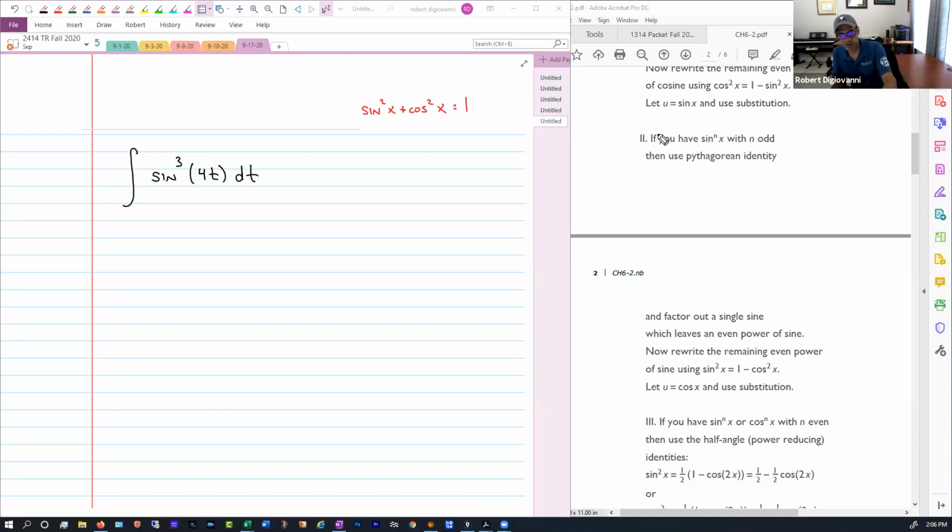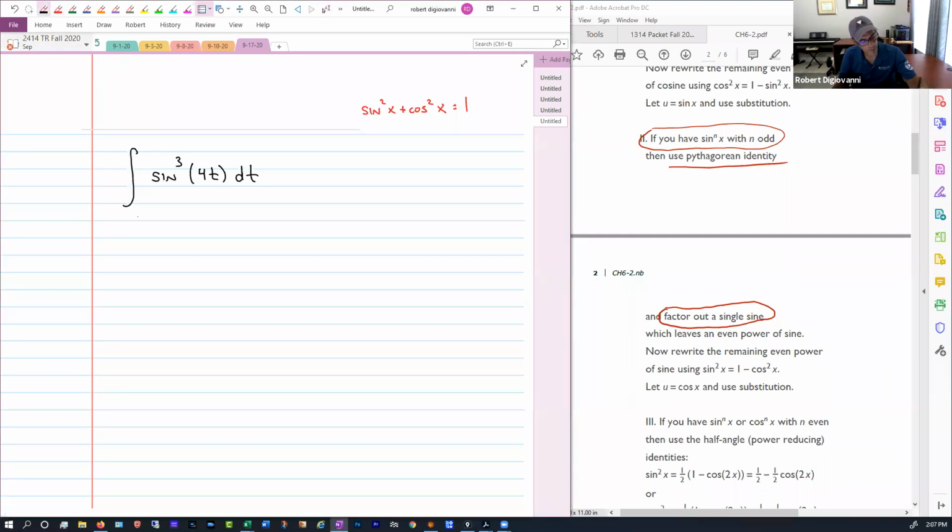There it is. Okay, so we have sine to an odd power. We got that. We're going to use a Pythagorean identity. And what we want to do is factor out a single sine. We want to look at the original expression and factor out a single sine. So that means I'm going to go like this: sine squared 4t times sine 4t dt. Do you see what I've done is I've taken the fact that I had 3 factors of sine and I've just written it as sine squared times sine. So I've factored out 1 factor.